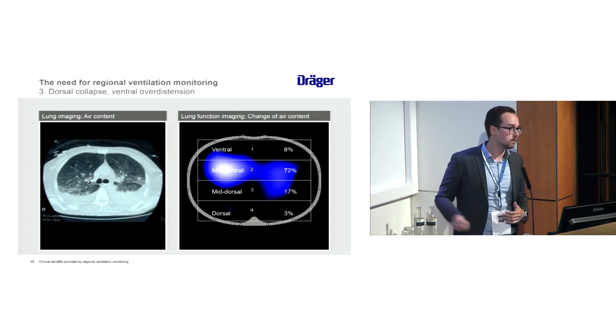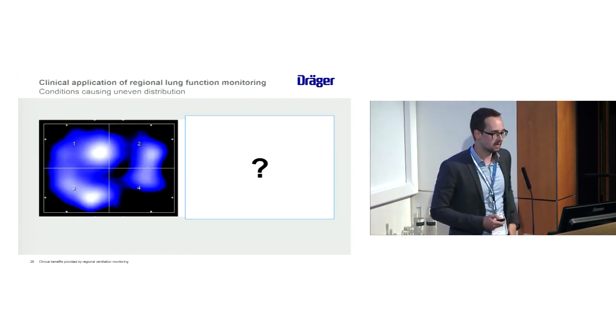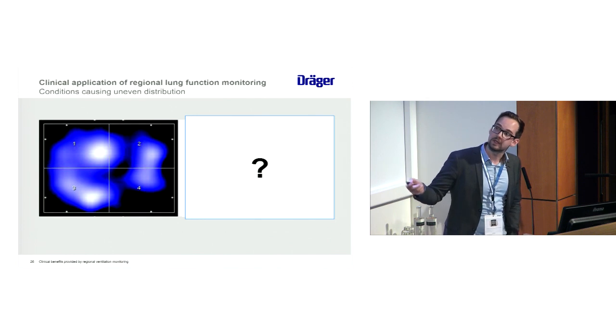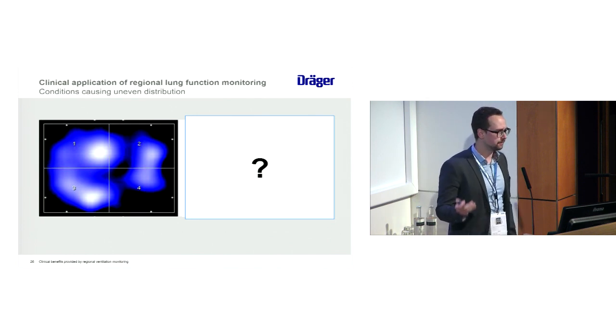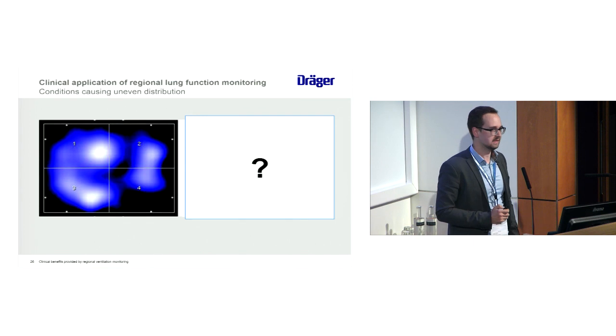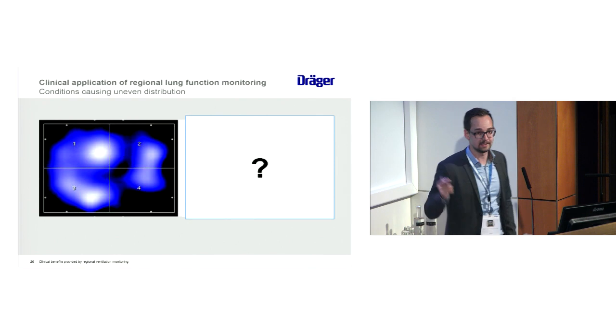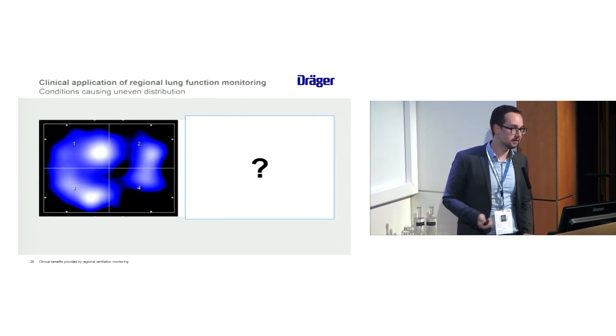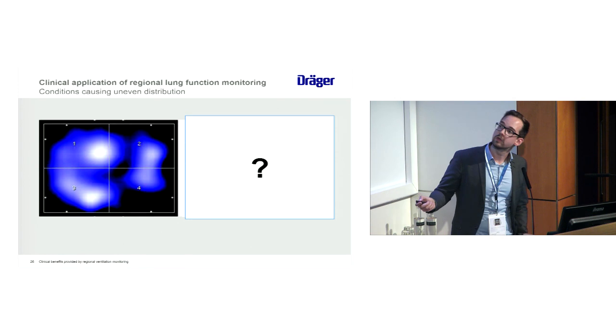So if you know the answer, please raise your hand. If you look at this tidal image, for instance, would you think that this is a healthy patient? Is this the normal image that you should strive for, or rather some abnormality? I don't see any nodding, so I see more shaking heads. So that means yes, this is rather an abnormal, or I would say a sick lung, because we can see there's a lack of ventilation in this left dorsal part of the lung.